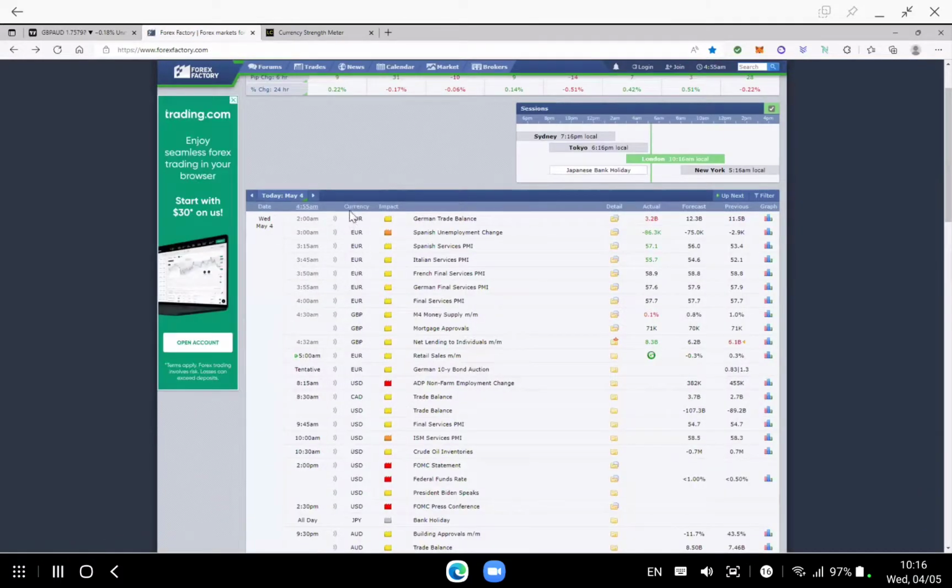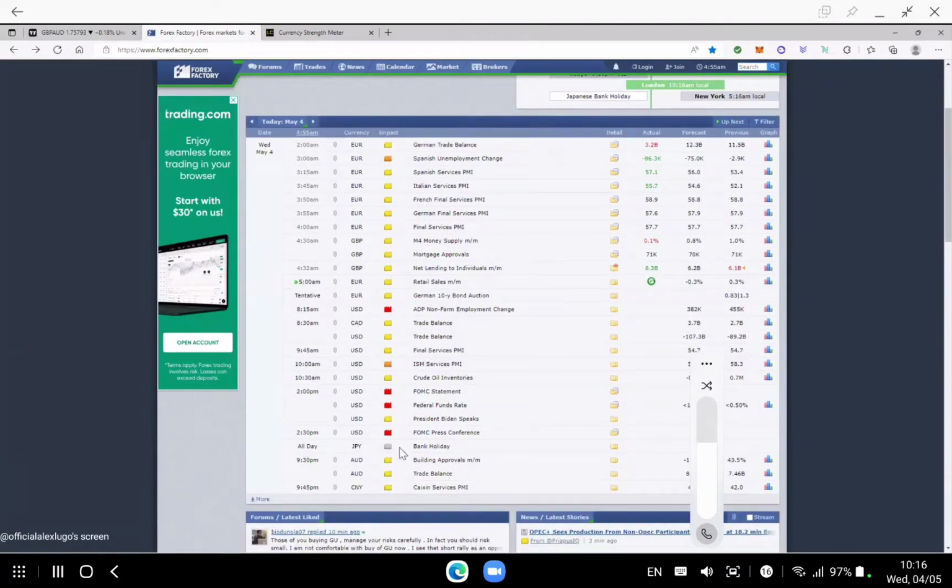This has your currency pairs, and here are the folders. Each folder means something else. Gray folders mean it's a bank holiday, or that currency pair is closed for the day. It's not going to be trading. Gray folders are usually all day, so you wouldn't want to trade that pair that day.